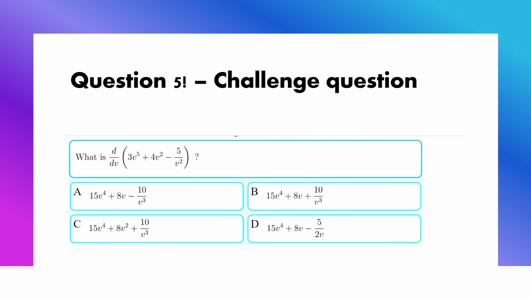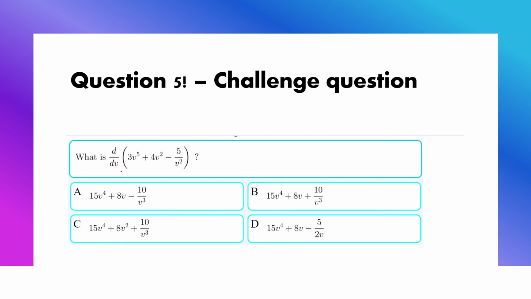Okay, and now we have a challenge question. The challenge question is very interesting, and it's pretty easy if you think about it. So in this we have to find the derivative of 3v to the power of 5 plus 4 times v to the power of 2 minus 5 divided by v squared. It seems like a lot to take in, but it's very simple, and I'll show you how to do it.